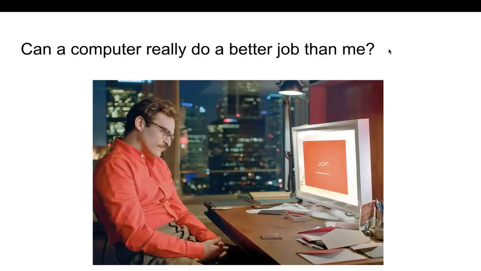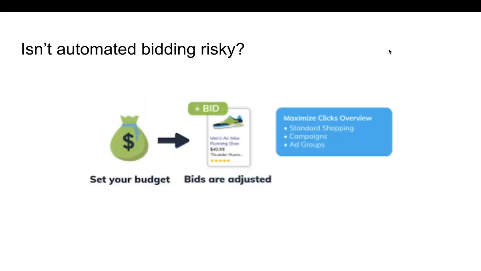So let's go ahead and address some common concerns. Can a computer really do a better job than me? Well, I understand how you can be skeptical. Google's Smart Bidding uses years of algorithm development and data from millions of auctions. Automated bidding adapts quickly to changes and can spot patterns that humans would miss.